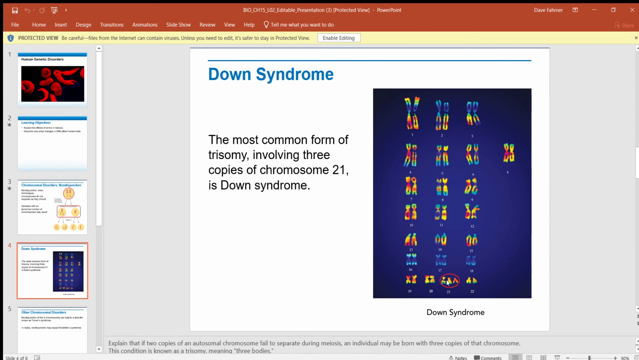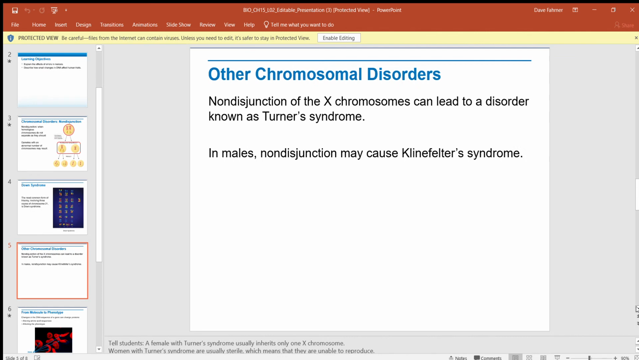So an extra 21 chromosome is absolutely not a benefit. If you have two 21 chromosomes, you're all right. If you have extra, that doesn't mean it's better. That means it causes problems. So that's one of the most common of the chromosome characteristics that can go wrong.